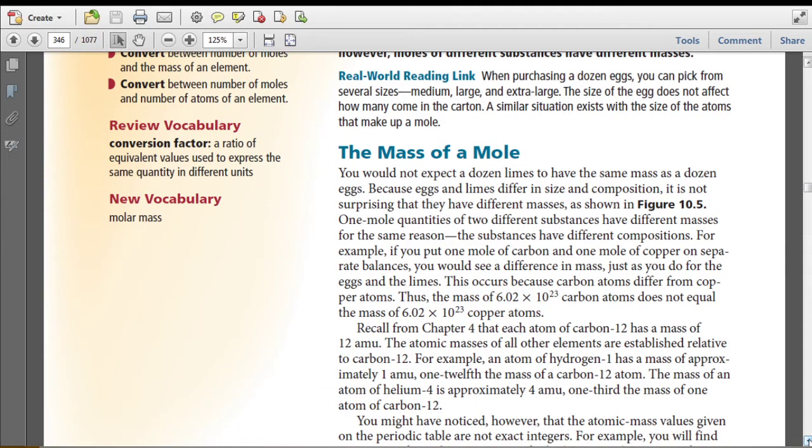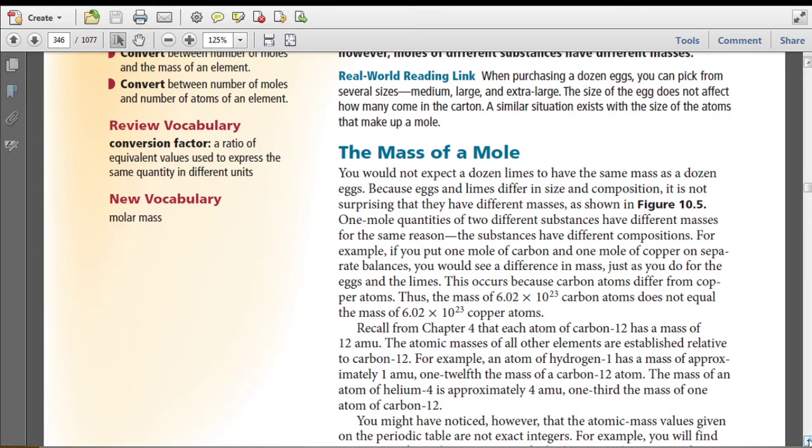You would not expect a dozen limes to have the same mass as a dozen eggs. Because eggs and limes differ in size and composition, it is not surprising that they have different masses. 1 mole quantities of different substances have different masses for the same reason. The substances have different compositions.